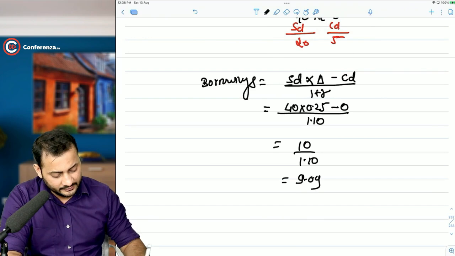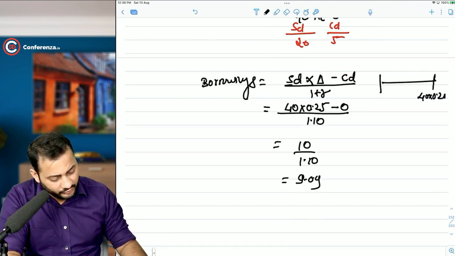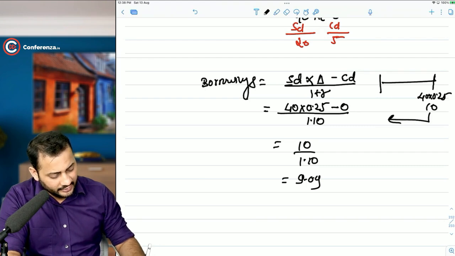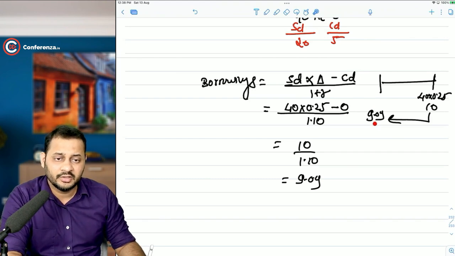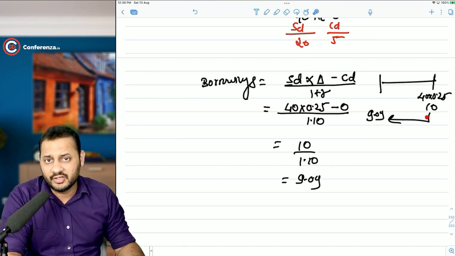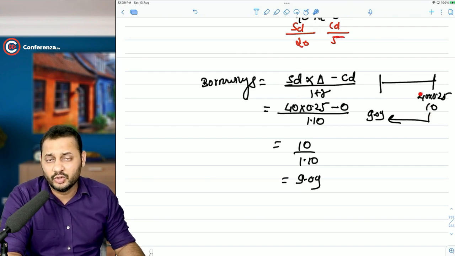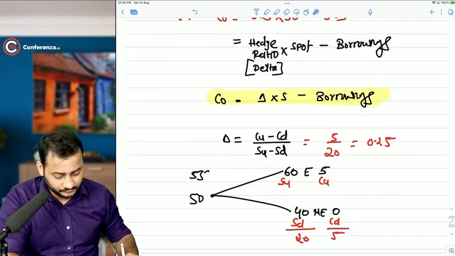What happens is that in the time frame, 40 multiplied by 0.25 is the cash flow here. And if I'm borrowing it today, I'm making sure that 9.09 is the amount that I borrow. Why? I will tell you. See, understand. If I borrow this much of the amount, it will become 10 rupees after a year. So I will have to repay this 10 rupees. And from where is this 10 rupees going to come? By selling the stock at the lowest price.